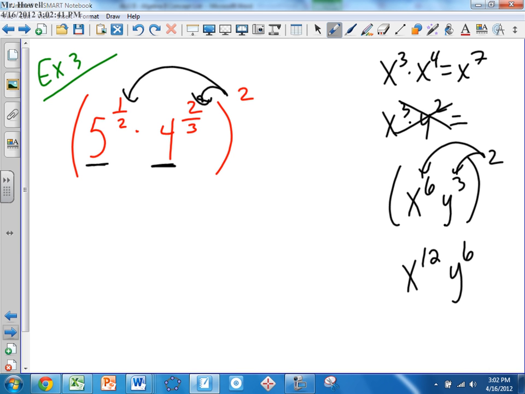Okay, again, we're raising a power to a power. So here's what I see. I see this as 5 to the 1/2 times 2 times 4 to the 2/3 times 2. That's what I'm seeing this as right now, by taking that 2 on the outside and distributing it by multiplication to each of the 2 exponents. How do you multiply fractions? Because when we add a fraction, we need a common denominator, right? What about when we multiply fractions together?